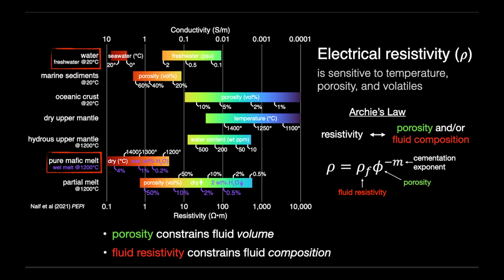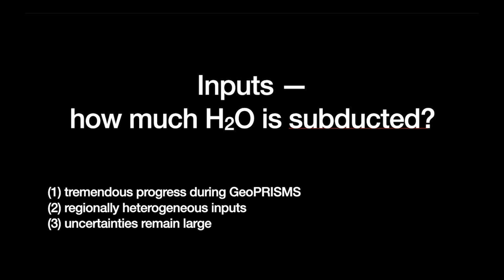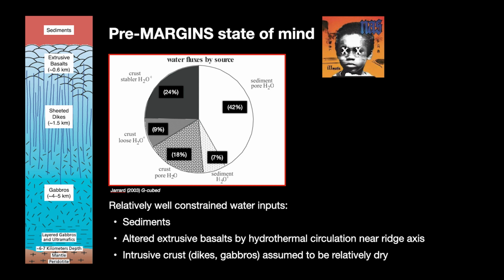All right, so inputs. Essentially the take-away message: there's really been a tremendous amount of progress in GeoPRISMS, kicked off by margins. But there's still a lot of huge questions left to answer. So one thing we kind of know now that maybe you can argue we already knew, the inputs are very heterogeneous. It matters where you are and what the local processes are, what's happening locally that affects the absolute input. In this case, the focus is on water. But again, the uncertainties remain large. So this is the pre-margin state of mind, okay?